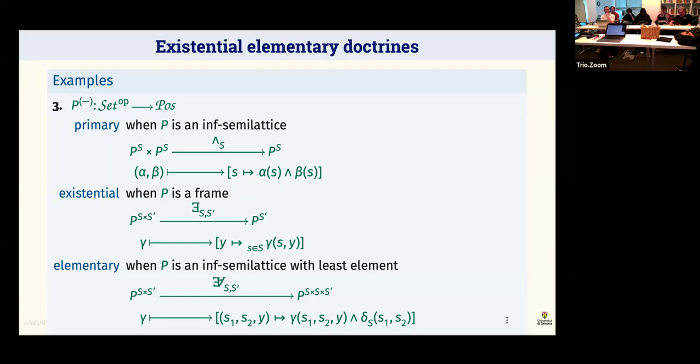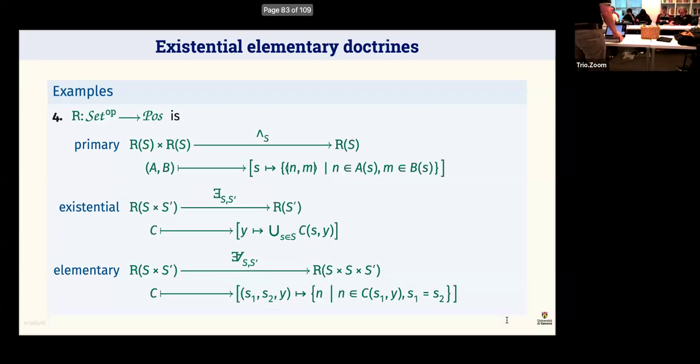It's just that this time the condition for identity has to be replaced with something like Kronecker delta. And that's the reason why the inf semi-lattice needs to have a bottom element. It's required to have a bottom element and write Kronecker delta with respect to that element when S1 and S2 are not equal. Any other element will not do.